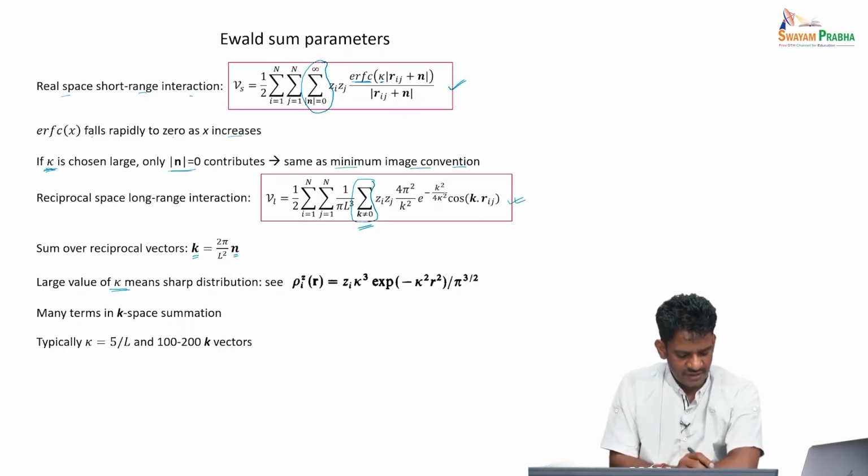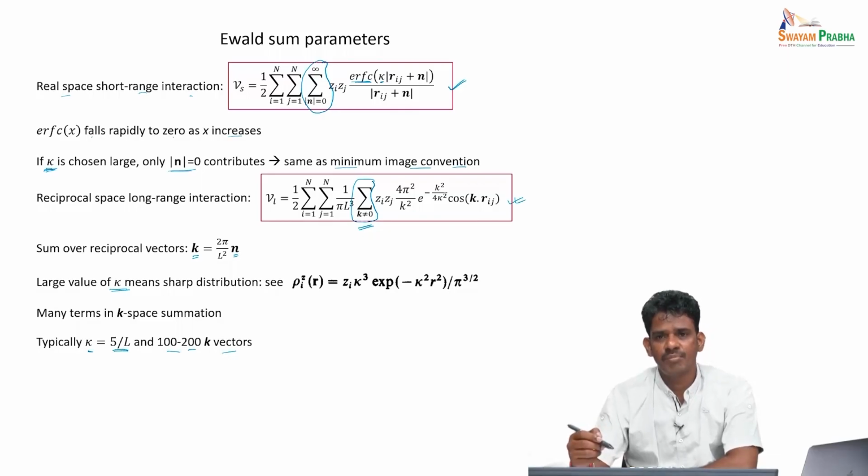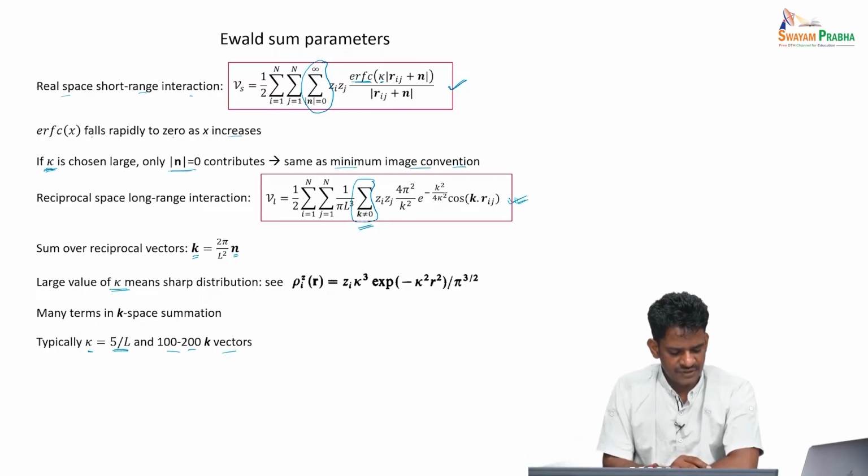Typically we choose kappa to be 5 by L, and typically we use about 100 to 200 k vectors, so that we have a compromise between the short range interaction and the long range interactions. This is something one has to even optimize for a given problem. You need to do simulations with different sets of kappa and k vectors and see the convergence of electrostatic interactions, and then use a minimum number of k vectors. At the same time, a sufficiently large value of kappa should be used. That is something as a user you want to remember: how to choose the number of k vectors and the value of kappa, which dictates the width of the charge distribution that we impose.